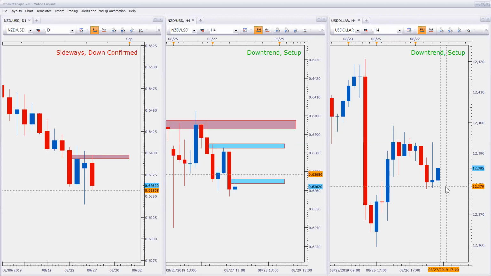Okay, in this scenario, then New Zealand is actually what? Stronger or weaker than the dollar? Well, it's going down against the dollar, so it's actually weaker than the US dollar. So we're not balanced. They're both trying to go down at the same time.